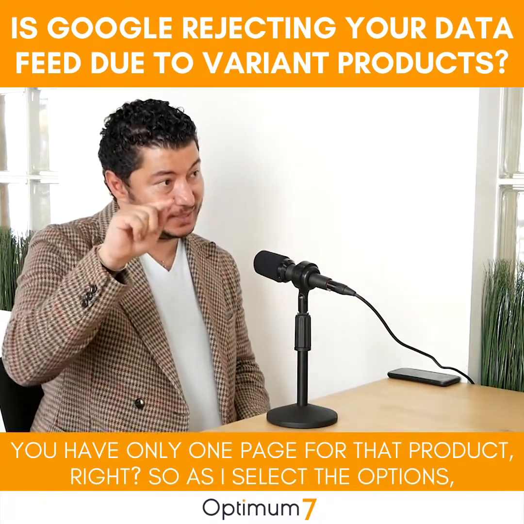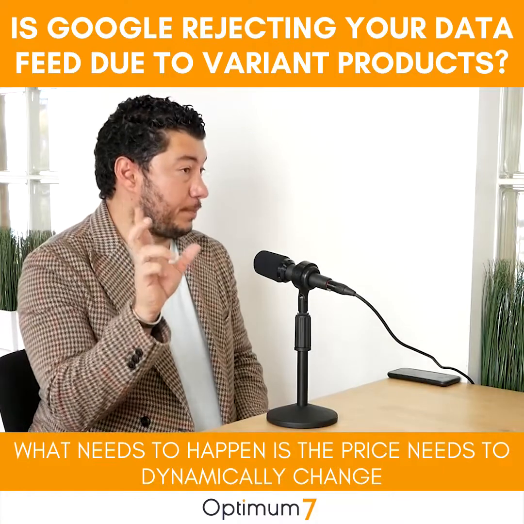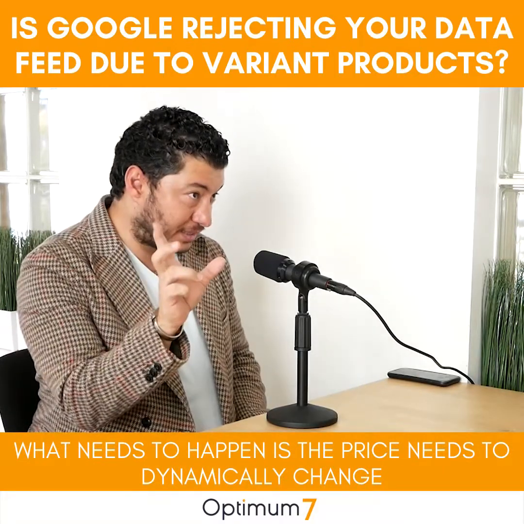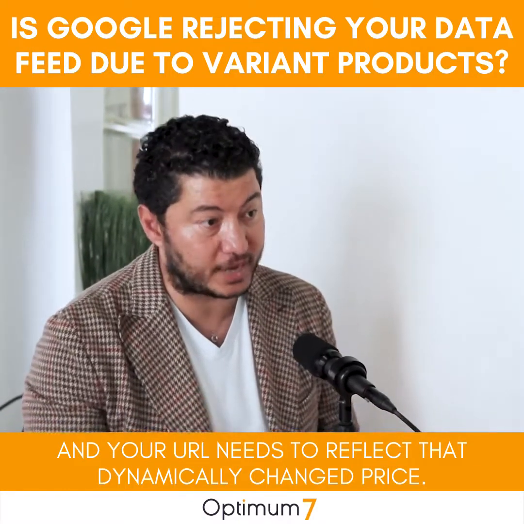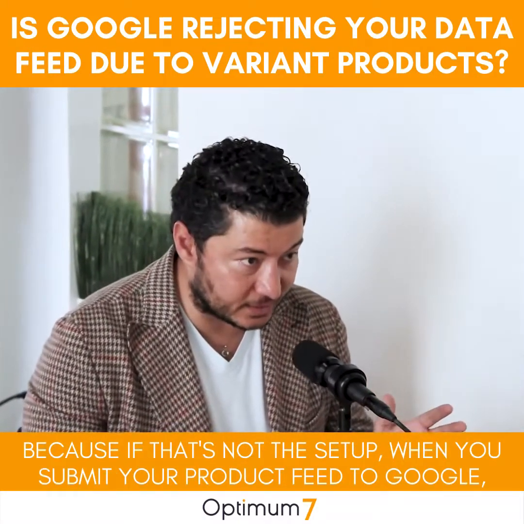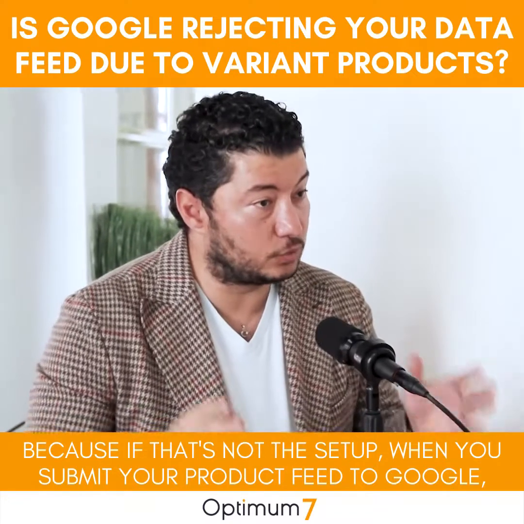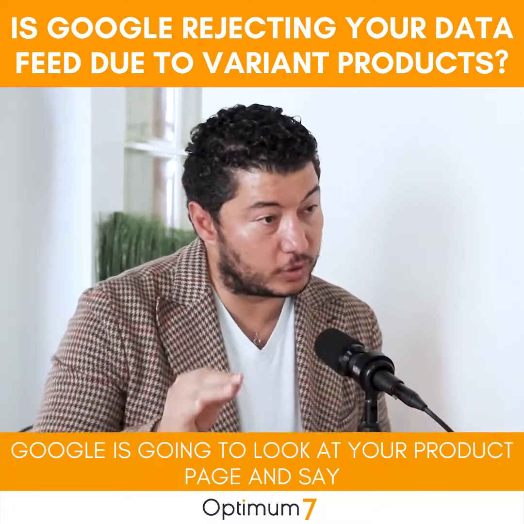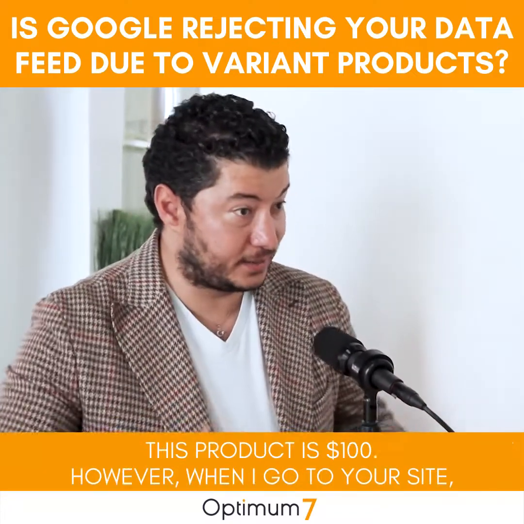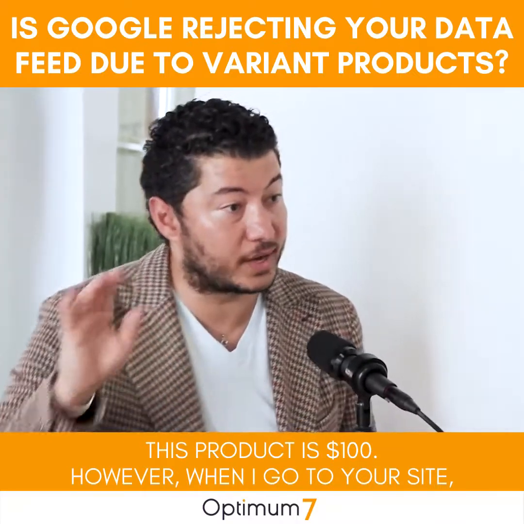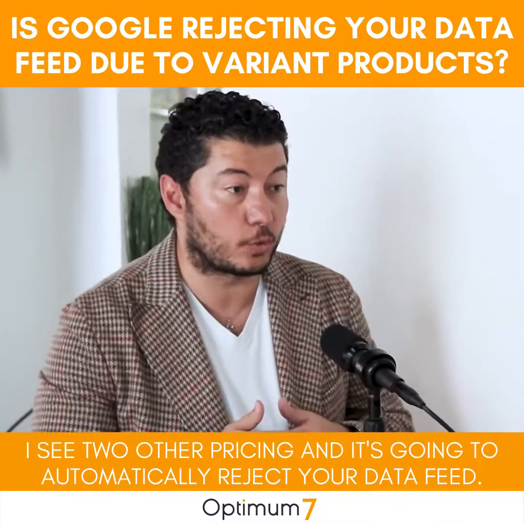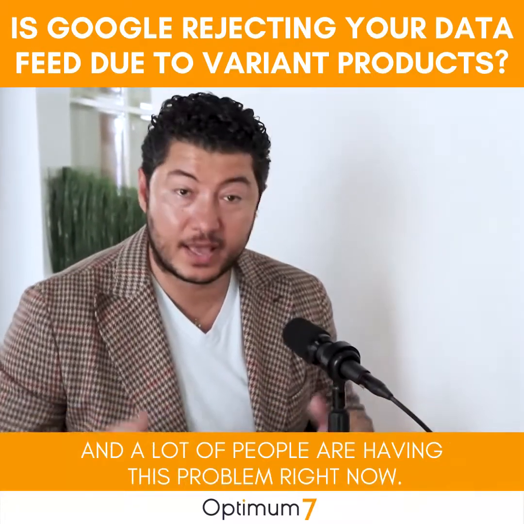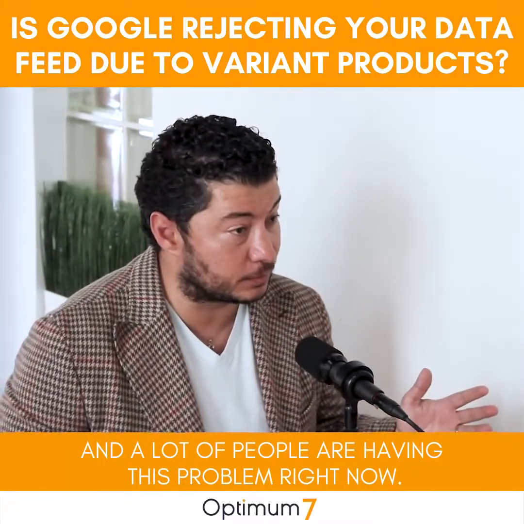So as I select the options, what needs to happen is the price needs to dynamically change, and your URL needs to reflect that dynamically changed price. Because if that's not the setup, when you submit your product feed to Google, Google is going to look at your product page and say this product is $100. However, when I go to your site, I see 2 other pricing, and it's going to automatically reject your data feed. And a lot of people are having this problem right now.